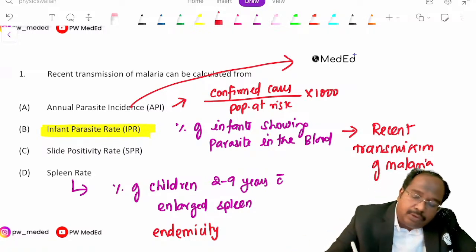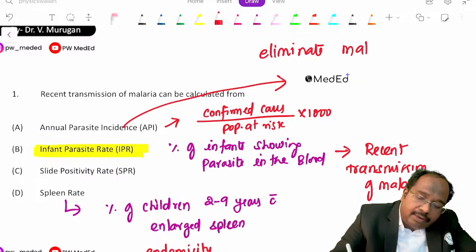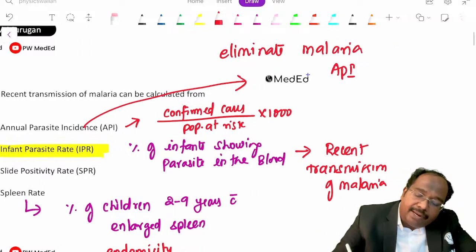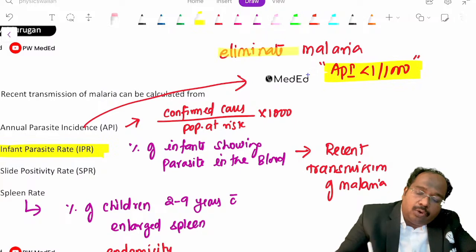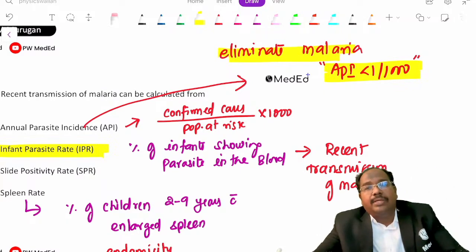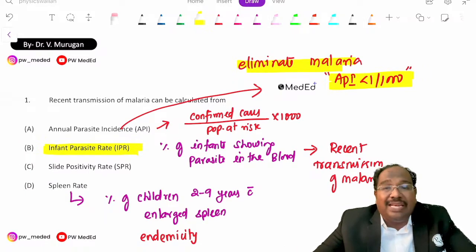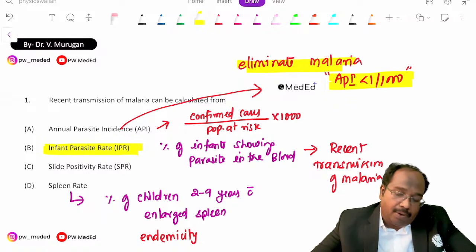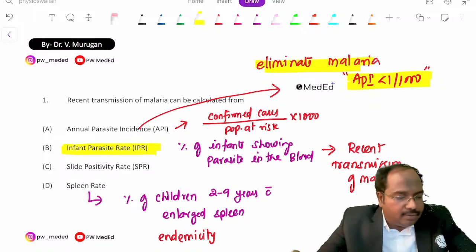The goal is to eliminate malaria. So we want the API, that is annual parasite incidence, to be less than 1 per 1000 population. It's a new point for you. So for malaria elimination we have to achieve an API of less than 1 per 1000 population. Hope you understood. Am I audible, right? Okay, we will continue.